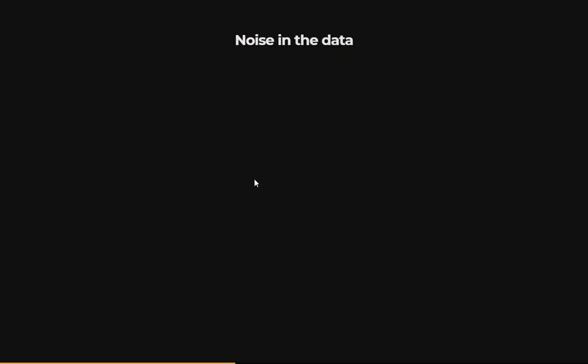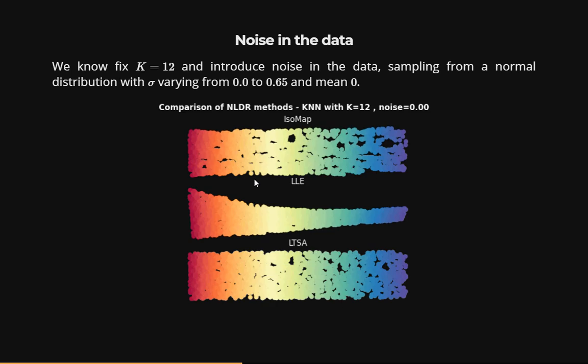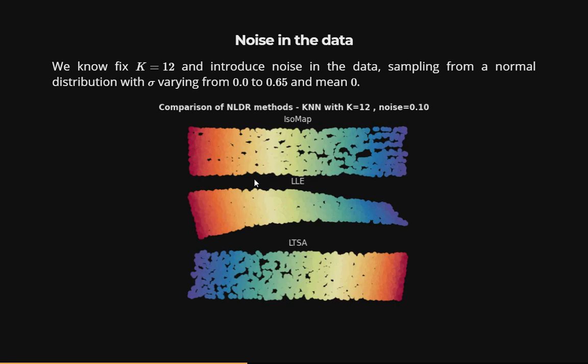Now, noise in the data. What if we have some noise, which is usually the case in our data? So it's not a perfect data set. We now fix k equal 12 and introduce noise in the data, sampling from a normal distribution with sigma varying from 0 to 0.65, and mean 0. This is not a lot of noise, actually, but it has its effects. So this is with noise 0, the picture we saw before.